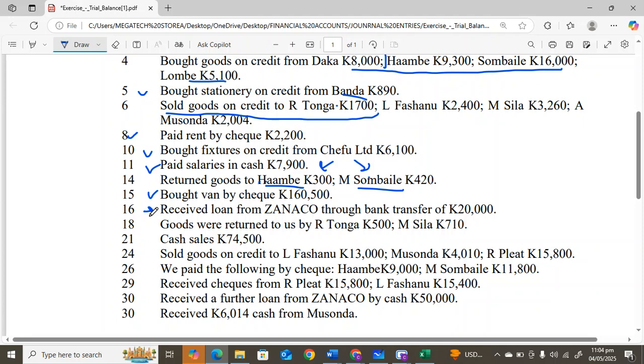Since we're now owing Zanaco, increase in a liability, you credit Zanaco 20,000. And since now money has come into the bank account, bank is an asset, increase in an asset, you debit bank account 20,000. But thank you for the try.